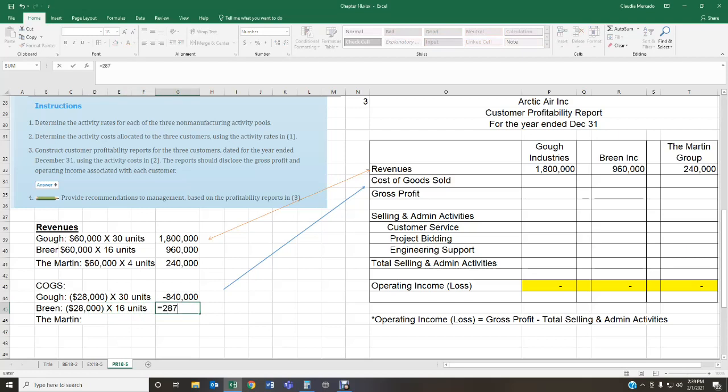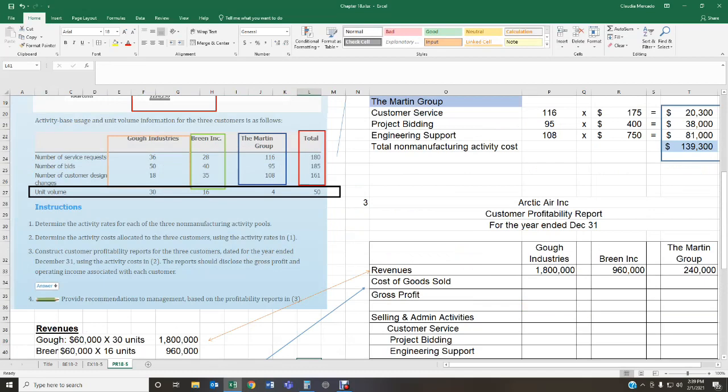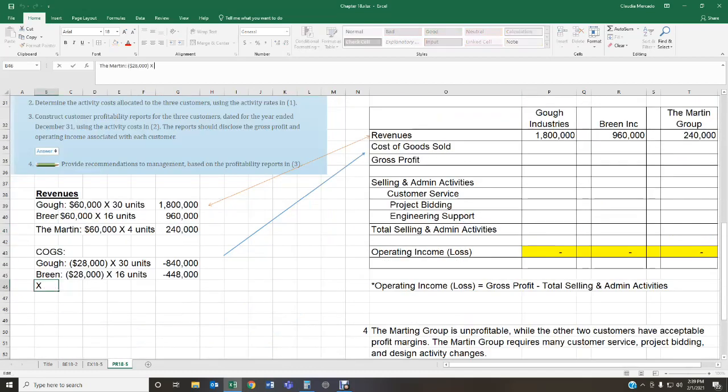So that's going to be negative 28,000 times 16. That gives me negative 448. Now for the Martin Group, once again, it's negative 28,000. This is how much it costs us to make each cooling unit. And how many did the Martin Group purchase from us? They purchased 4 units. Okay. So I'm going to get my negative 28,000 times 4. That's going to give me 112,000.